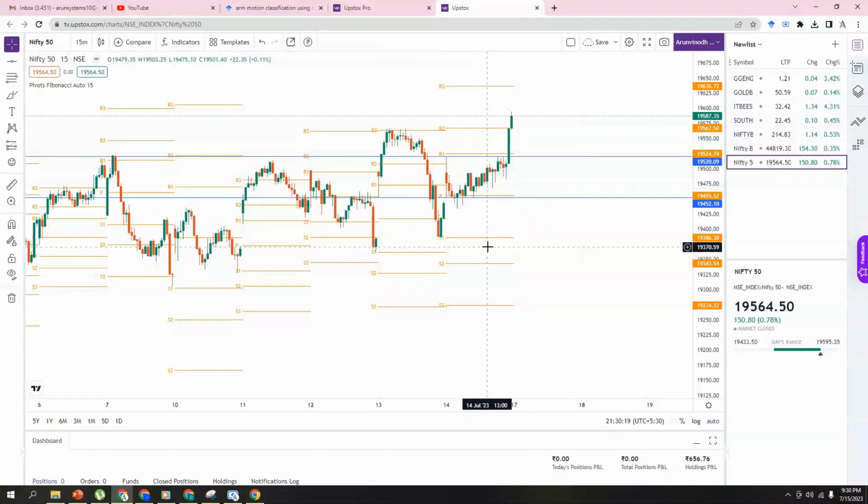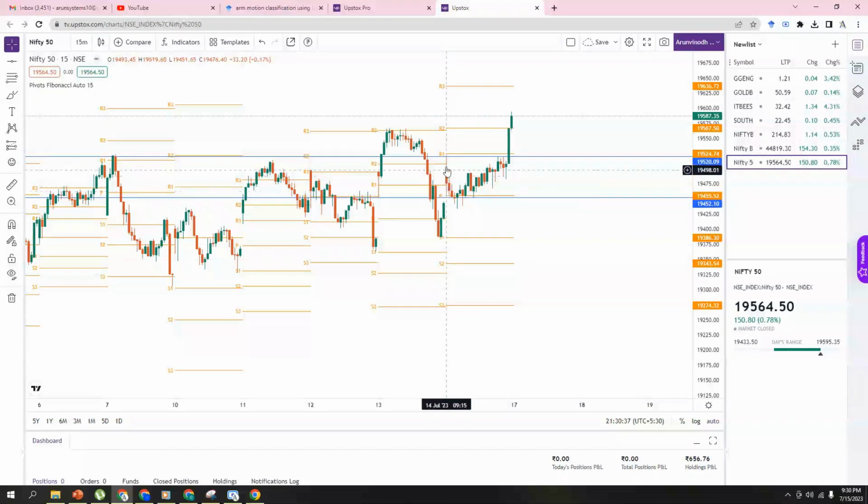Fine. I'll put a separate video on what a pivot point is, how it is calculated, and what the formula for it is. Maybe in the next video, because if I explain here, the video will be too lengthy. That is why I'm going to tell only the strategy.